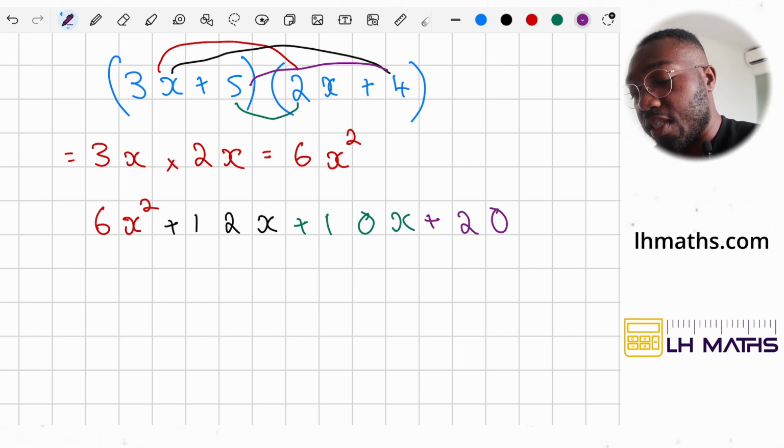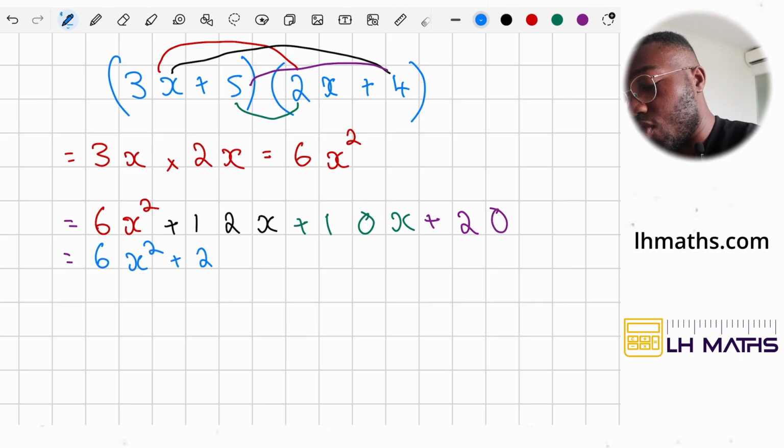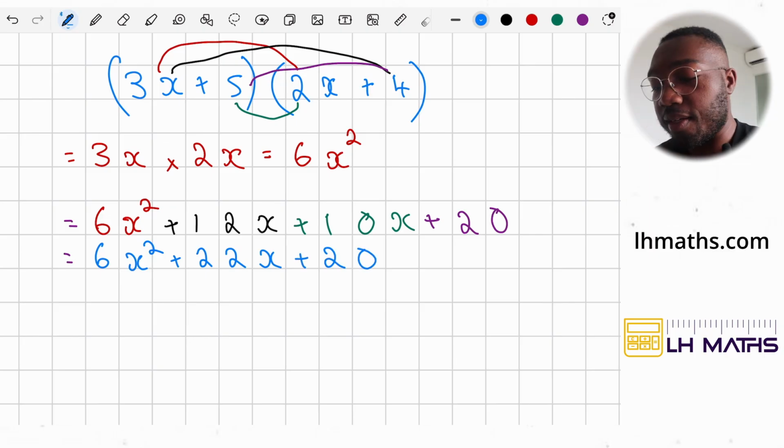And then again, we just need to simplify down. So we get 6x squared. 12x plus 10x is 22x plus 20. Okay?